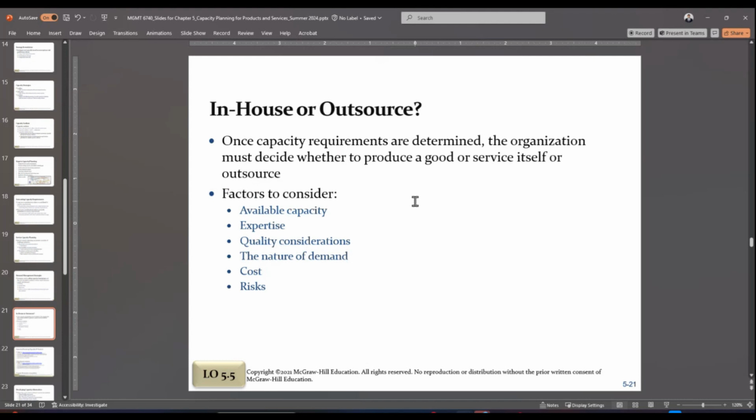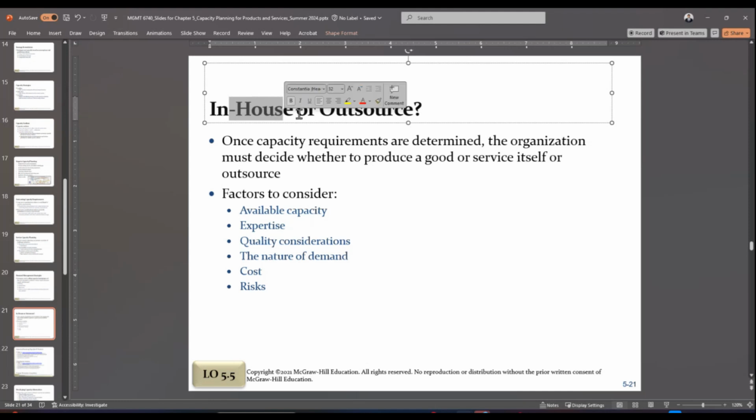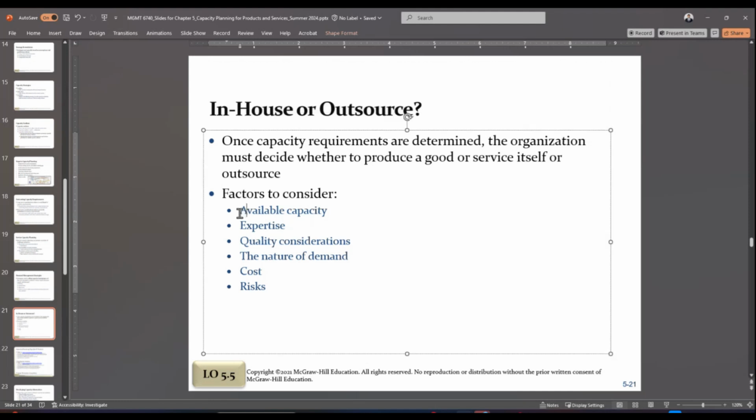Again, this is for a temporary change in demand. If you see increasing demand, you have to evaluate your existing facility and see if you can do things in-house or need to outsource. Factors to consider when deciding whether to make it or outsource: available capacity. Are you running at maximum capacity? If yes, are there alternative vendors who can make some of the important components? You qualify them, give them an order, they make it for you, you bring it in-house, assemble it, and give it to the customer. In that case, you don't have to add capacity.